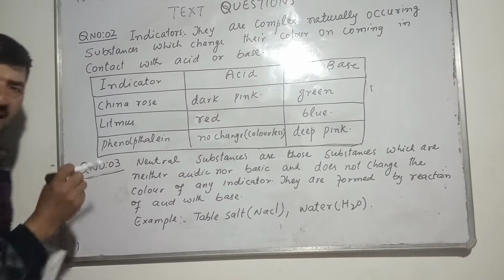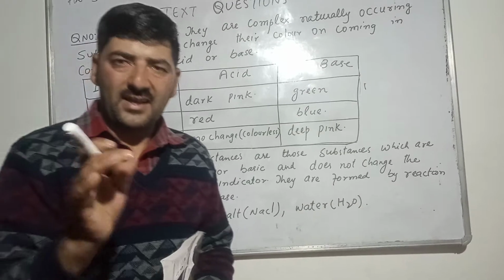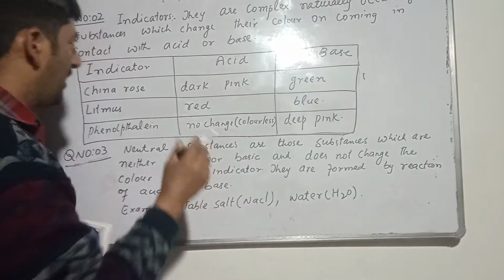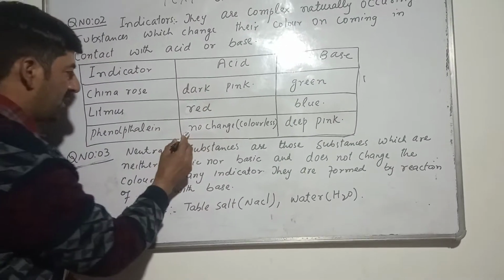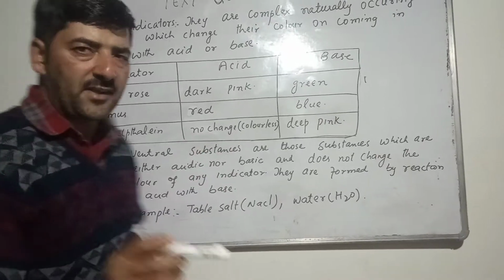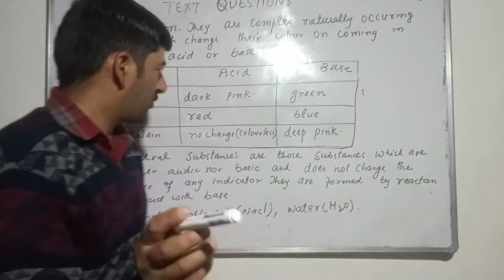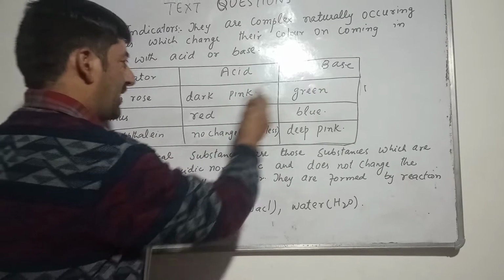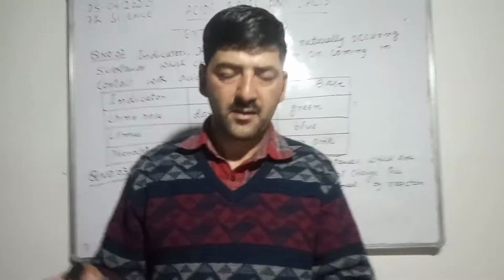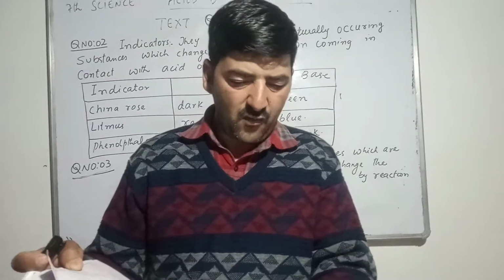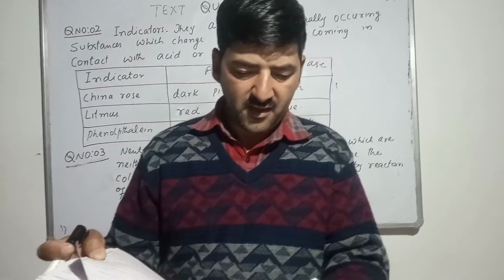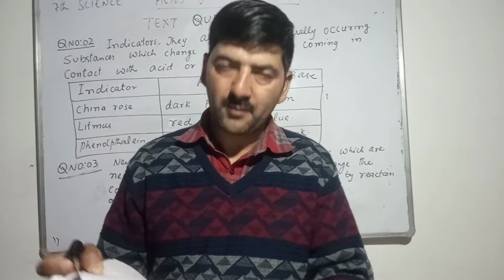Phenolphthalein is a colorless indicator. In acidic solution, there is no color change, and in basic solution, dear students, its color changes to deep pink. Now question number 3 is: what are neutral substances? Give examples of 2 neutral substances.